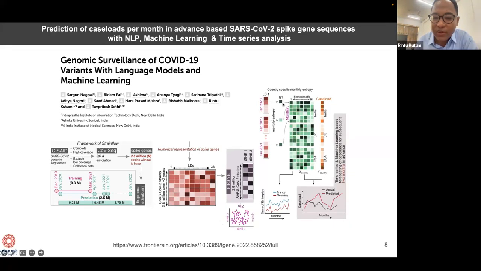Using the latent dimensions, which we call the numerical space, we converted those into entropy-based measures, which typically tell us how variable that particular feature is. With all the monthly information converted, we built models to predict the case load before the onset of the event itself. So we were able to predict two months ahead what the case load might be in the future, by just taking the variation data from the SARS-CoV-2 spike gene.